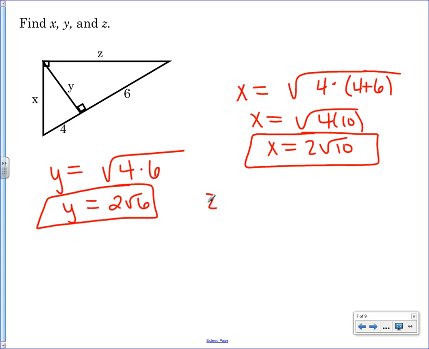Okay? Why don't you guys try to set up the geometric mean for z? It's going to be something times something. Don't do the math yet, just set up what you think it should be.